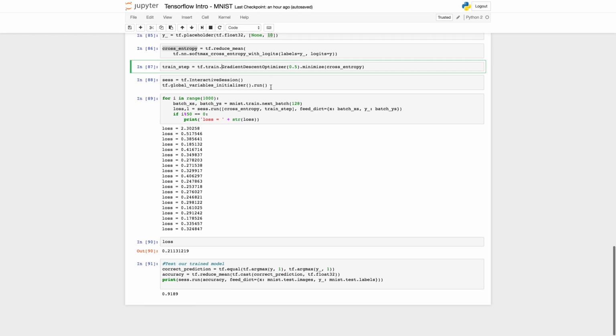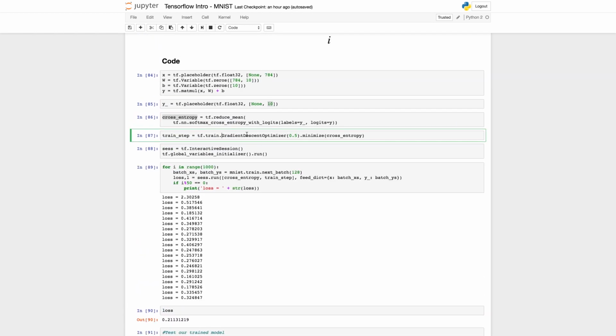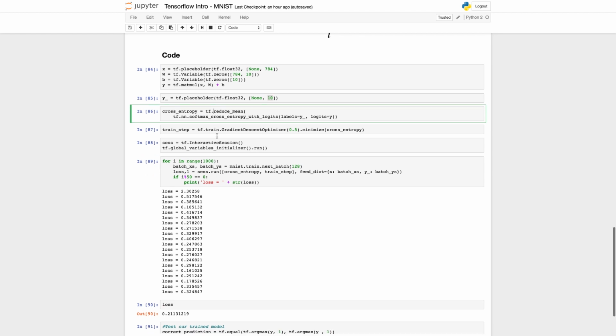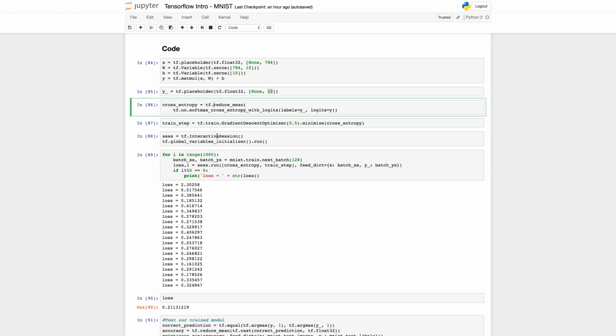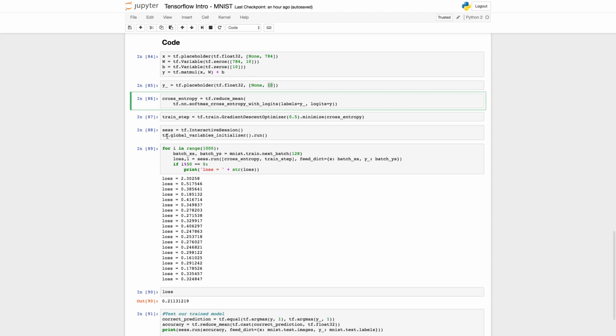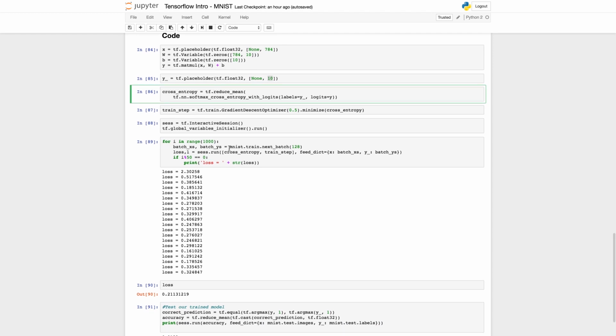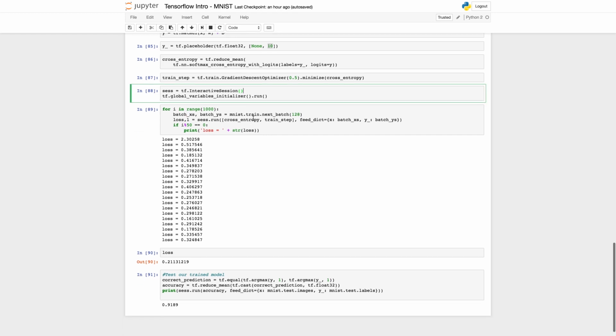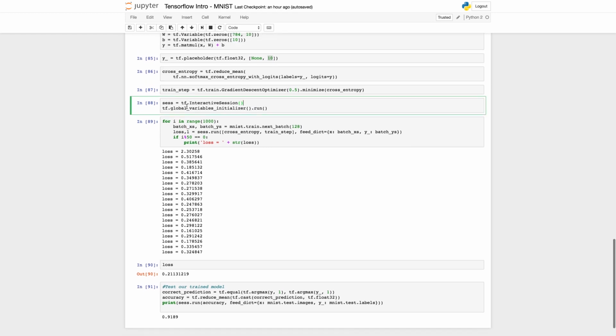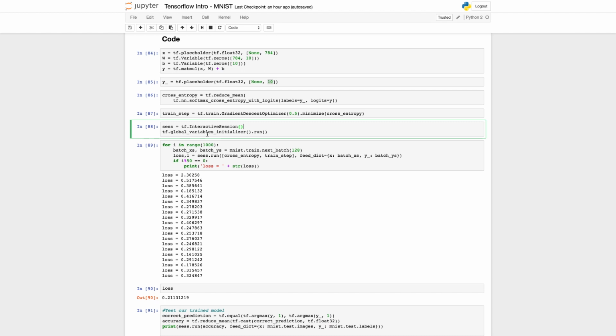So now we've essentially described the computational graph in TensorFlow. In order to execute the code and evaluate all these things, we need to start something called a session. Here I'm starting up an interactive session, and before we can work with any variables in TensorFlow, we need to initialize them using the global variables initializer.